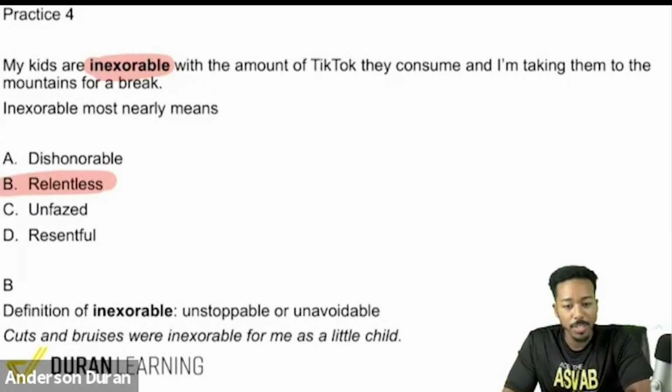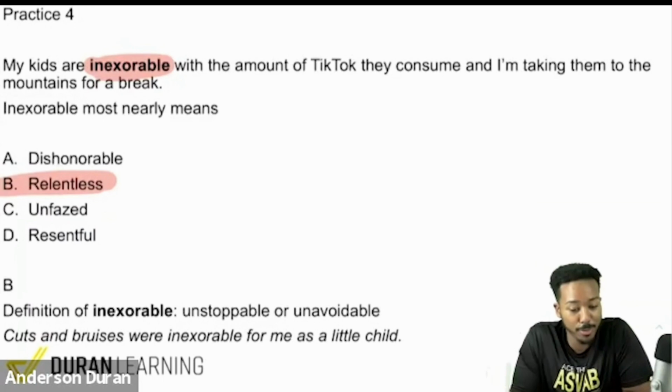So yeah, it kind of sounds like Mr. Duran is a little conceitful, huh? Oh, okay, cool, whatever. So cuts and bruises were inexorable for me as a little child. And I think that's the same for everybody here, right?